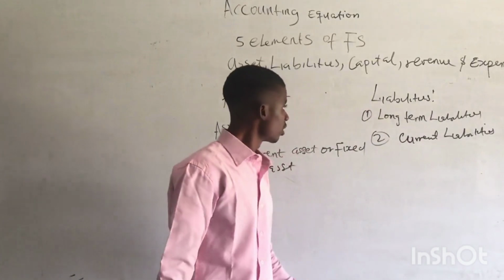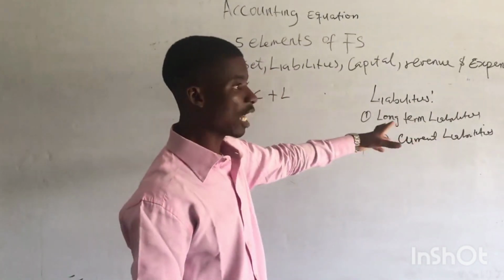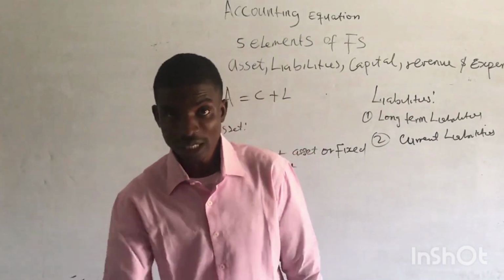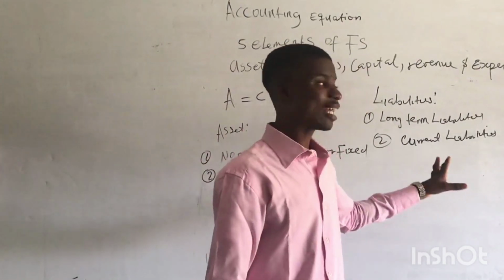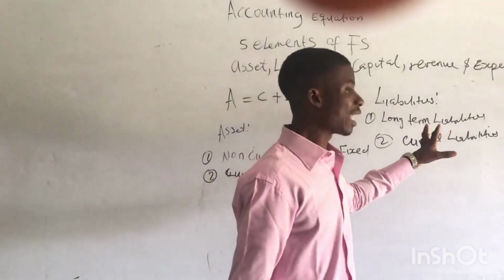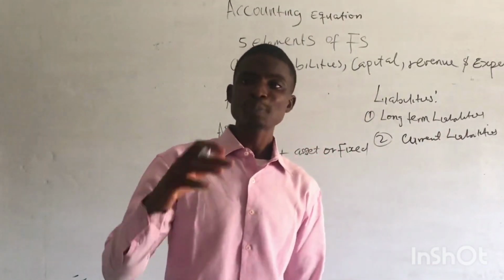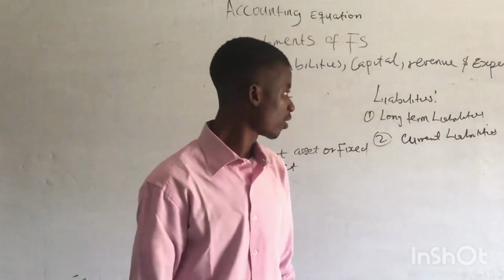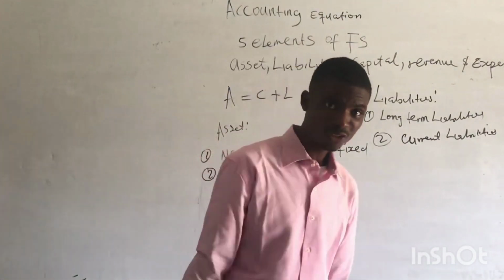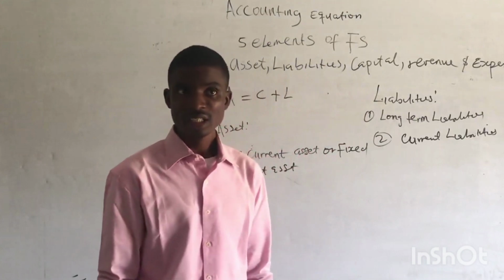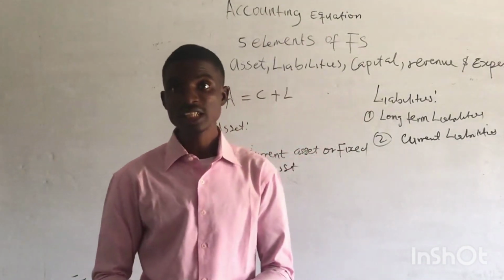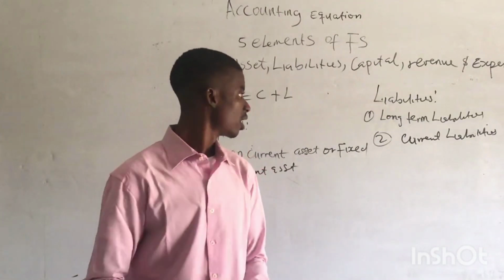Long-term liabilities are those liabilities that can last for more than one accounting period. They are those liabilities that are expected to fall due beyond one accounting period. For example, we talk about debenture, we talk about loan. The loan can last like 2 years or 3 years before the maturity date for repayment.